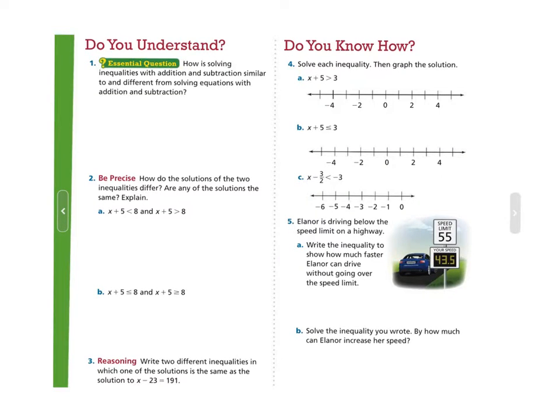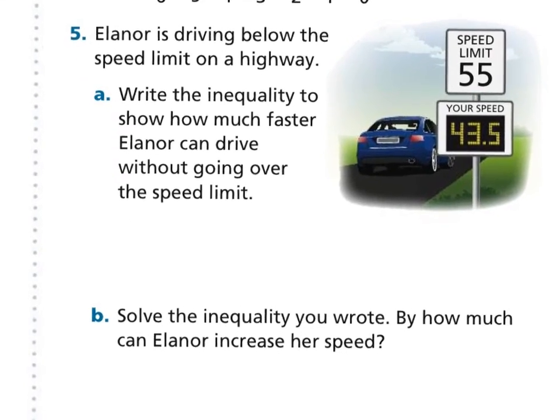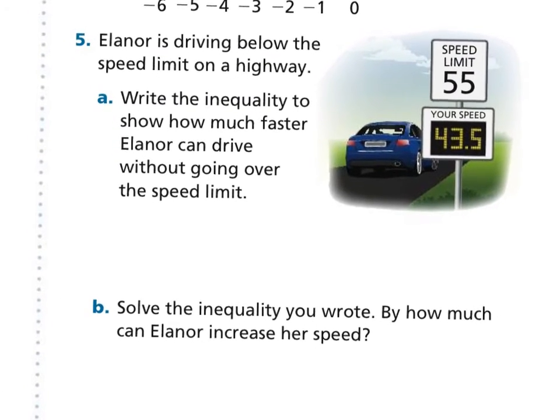If you look at number 5, Eleanor is driving below the speed limit on a highway. Write an inequality to show how much faster Eleanor can drive without going over the speed limit.